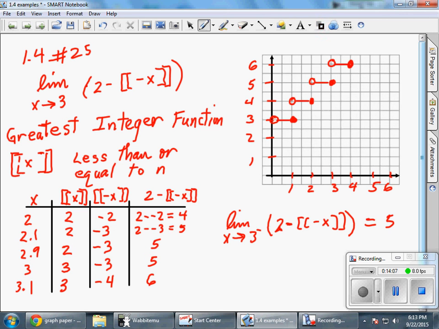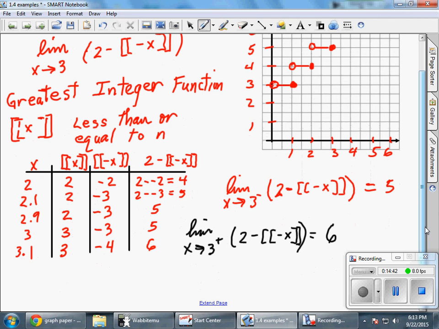Let's do the limit as x approaches 3 from the positive side of 2 minus the greatest integer of the opposite of x. Now we're at 3 from the positive side, so we're up here, between 3 and 4. We're getting closer and closer to 3, very, very close, and we're still at 6. The limit equals 6. So the big message is, as we approach 3 from the negative side, my limit is 5. As we approach 3 from the positive side, my limit is 6.